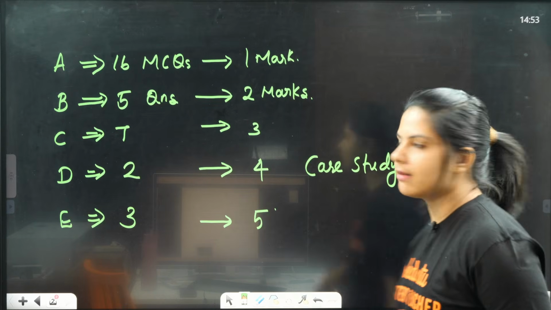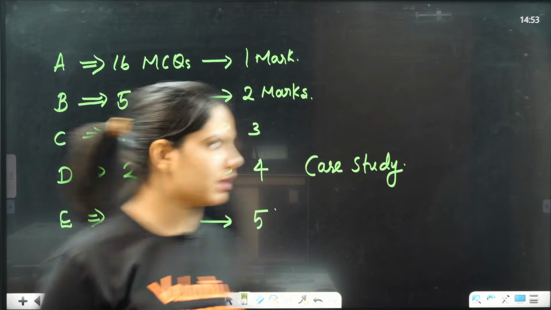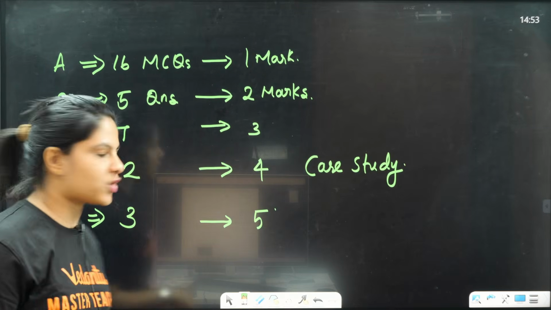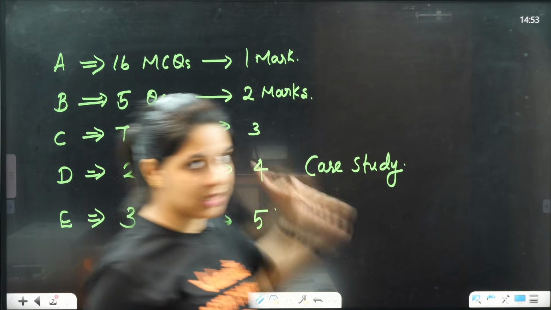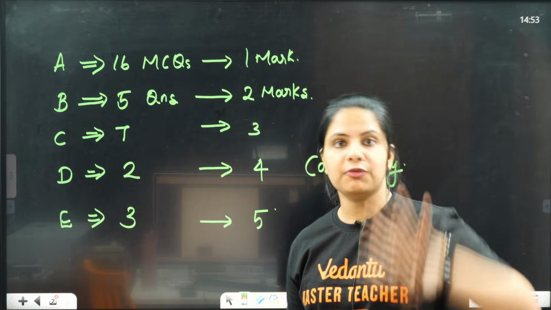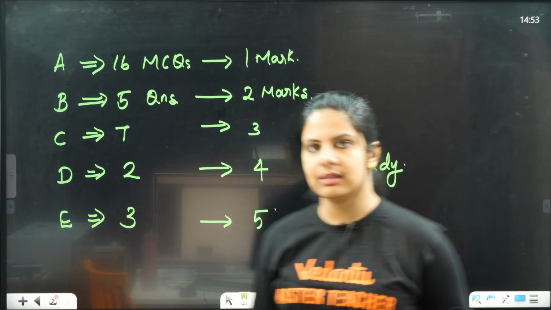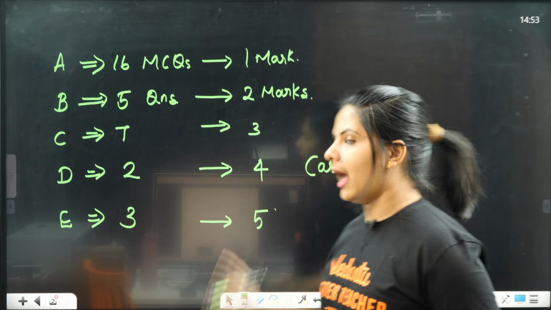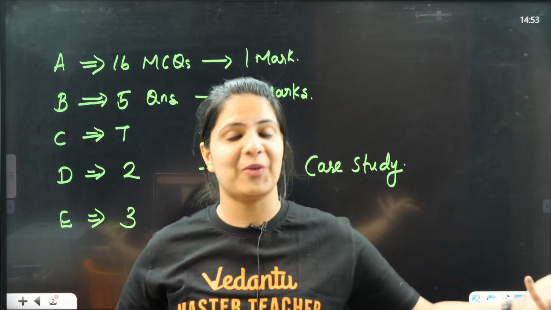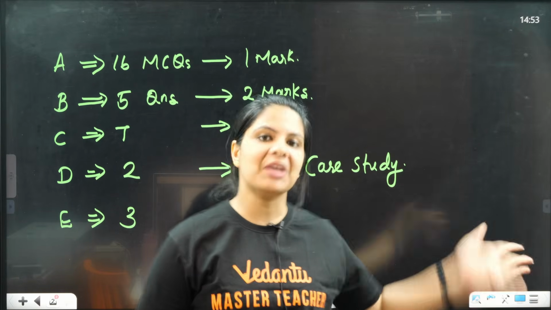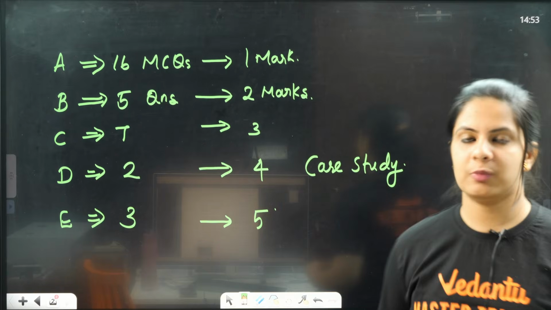In section C, we will have 7 questions and the weightage is 3 marks. If you check section D, there are only 2 questions, and they are case study based, with a weightage of 4 marks. Okay, 1 question, 4 marks. And section E will have 3 questions, and they are long questions, so the weightage will be high automatically, right? It is going to be 5 marks. In the 3 questions, each is 5 marks.